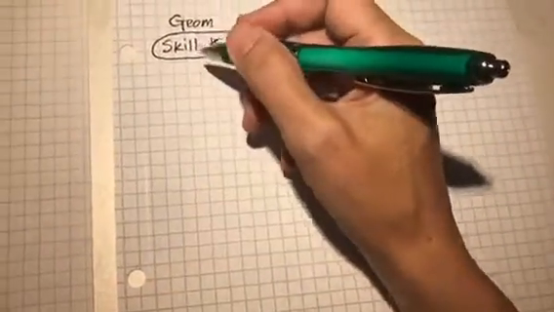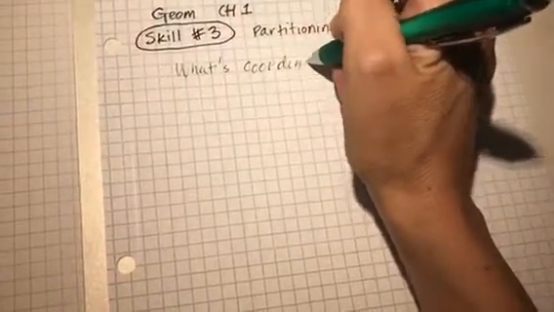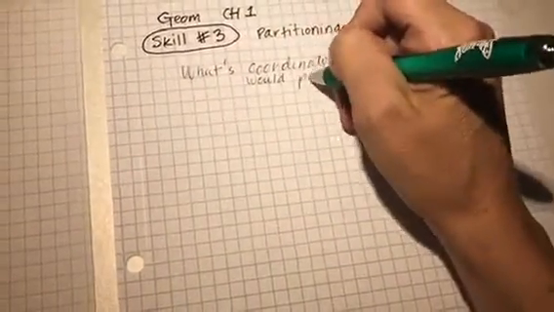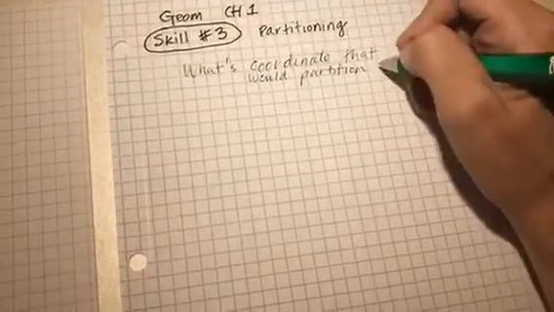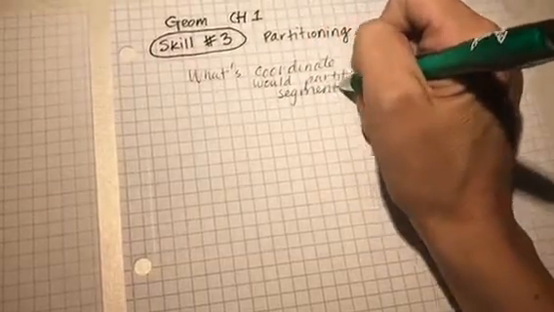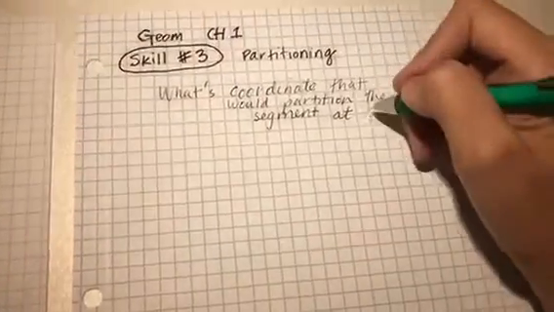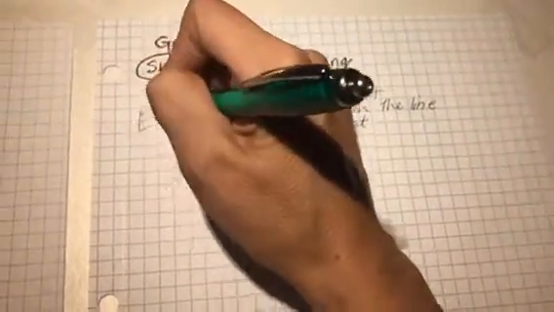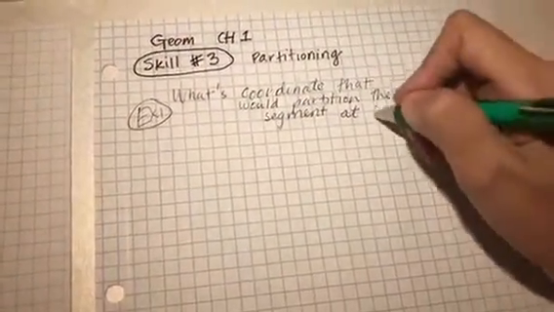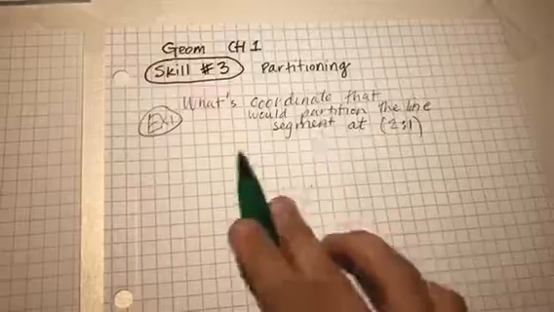So these types of questions start out asking, what's the coordinate that would partition the line segment at a certain ratio? So the first question, example number 1, I'm going to do a 2-to-1 ratio. So the first step is we need our line segment.